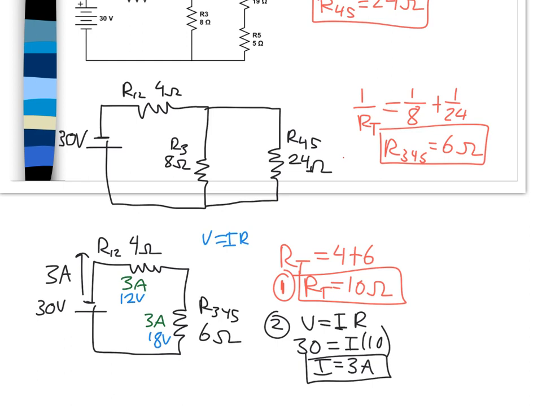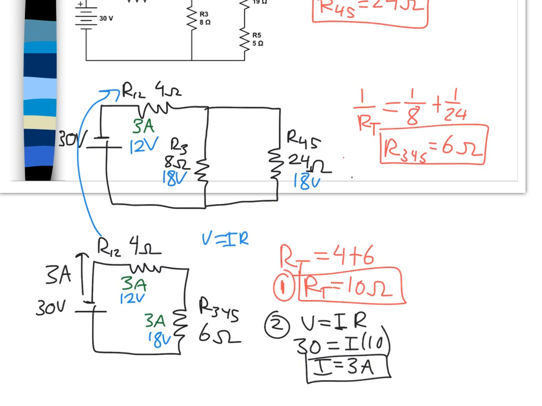We're now going to step this back one. All right. So this R12, that was in the previous version of the circuit, so nothing has changed there. So I'm just going to say this is still 3 amps and 12 volts. But I do see that this R345 here really came from R3 and R45 being connected in parallel. Now I know that when they're in parallel, they each get that full voltage. So that means that this will get 18 volts, and this one will also get 18 volts.